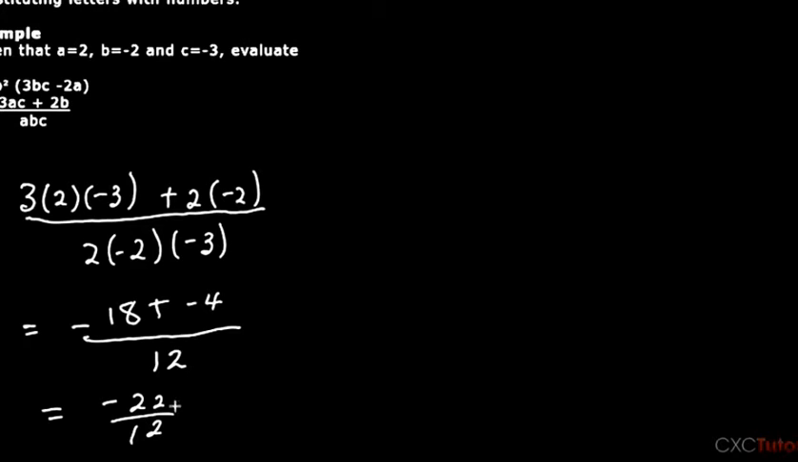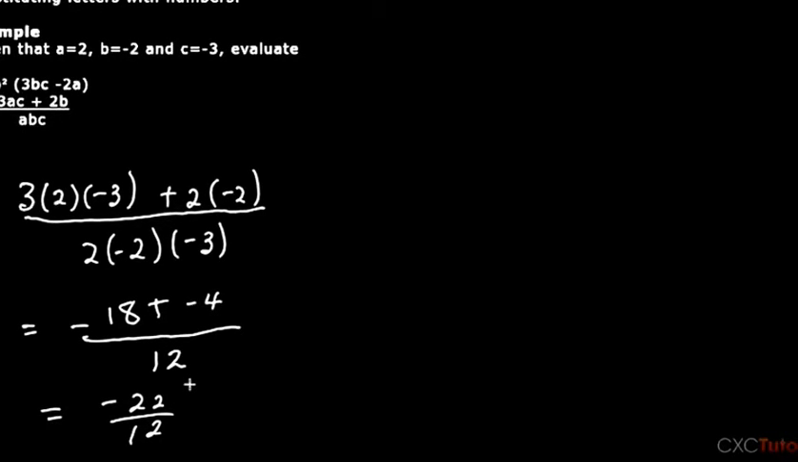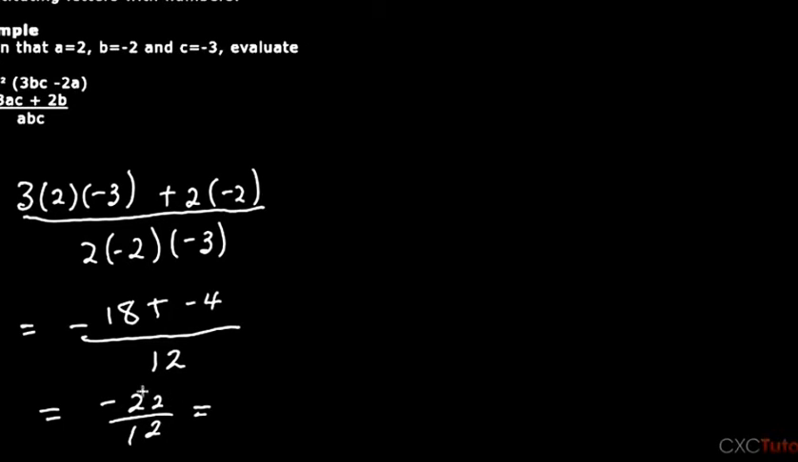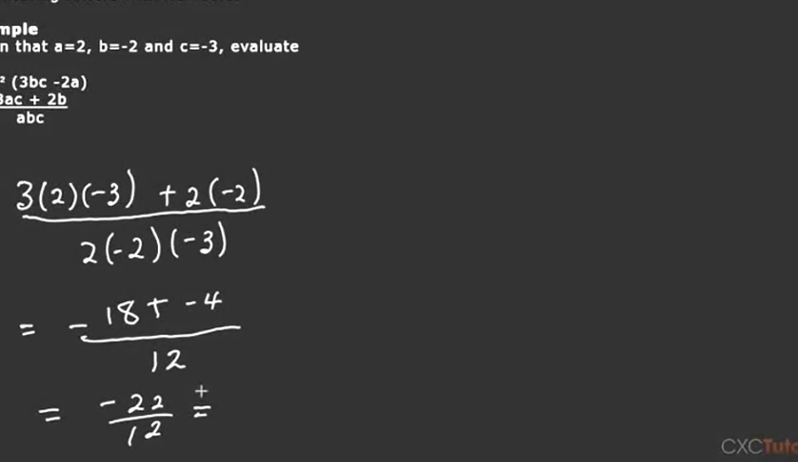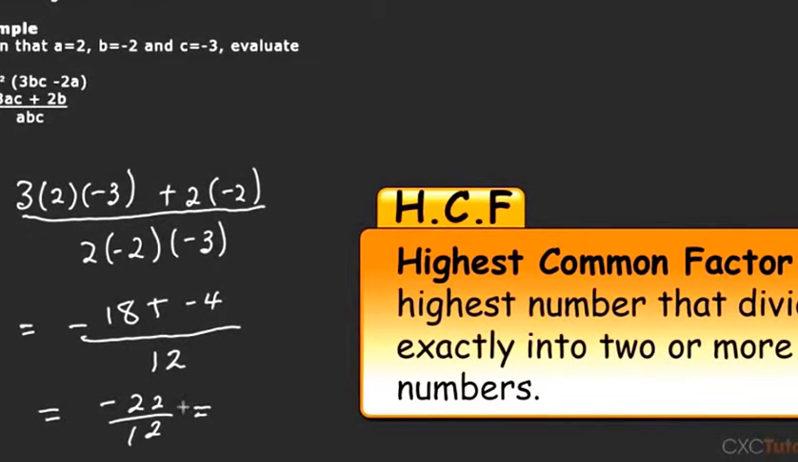And the same rules that govern multiplication of signs will also apply to division. So a negative divided by a positive will give a negative result. Now if we are going to simplify this, we need a value that can go into both negative 22 and 12 at the same time without a remainder. That value is what we call our highest common factor.